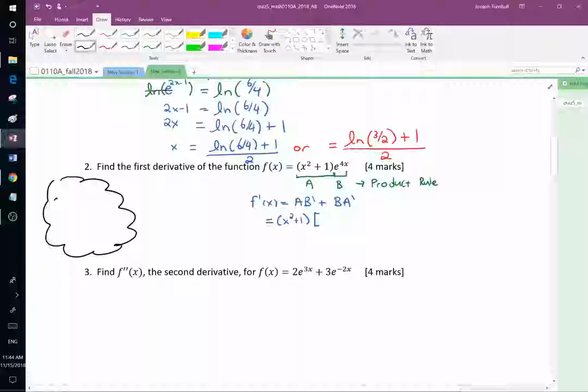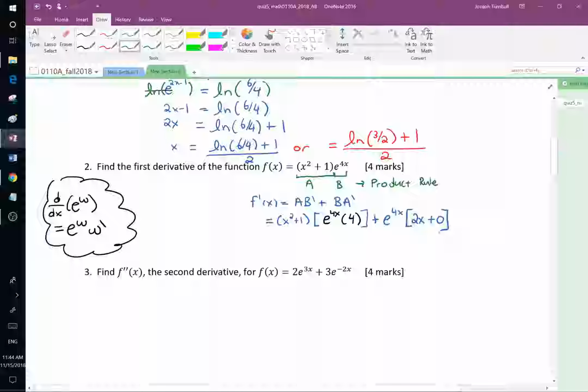If we're taking the derivative d by dx of a function e to the power of w, then our derivative will be e to the w multiplied by w prime. So here we have e to the 4x multiplied by 4, since the derivative of 4x is 4. Plus b times a prime, so e to the 4x multiplied by the derivative of x squared plus 1, which is 2x plus 0. You don't need to write the plus 0.